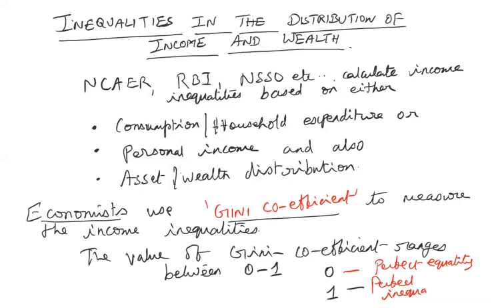So a country might be within this 0 to 1. If it is closer to 0, then more or less there is equal distribution of income and wealth. If it is closer to 1, then automatically it indicates that there are wide income inequalities in the country.